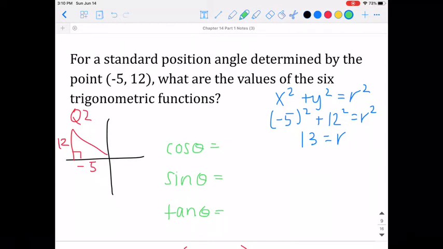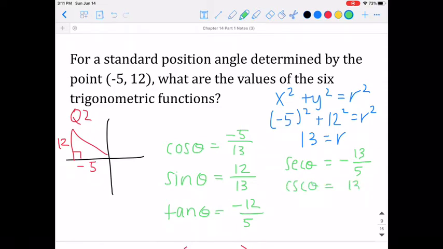So cosine theta is going to be x over r, which is negative 5 over 13. Sine theta is going to be y over r, which is 12 over 13. And tangent theta is y over x, which is negative 12 over 5. Figure out our reciprocal functions. Reciprocal of cosine, secant theta, is going to be negative 13 over 5. Again, the negative you either want it off to the side or in the numerator. Cosecant theta is going to be 13 over 12. And cotangent theta is going to be negative 5 over 12.